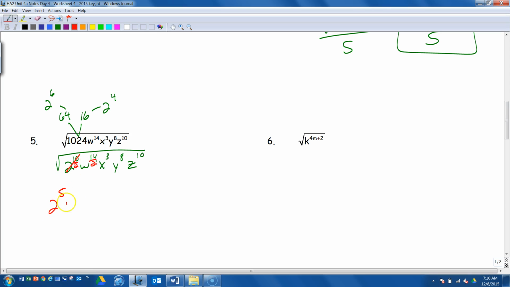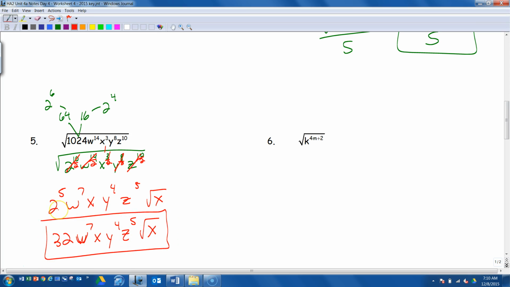Divide these by 2, I get w to the 7th. Divide this by 2, I'm left with 1, and I get 1x outside. Divide that by 2. 8 divided by 2 is 4, so y to the 4th and z to the 5th. And then the only thing that didn't fully come out of here was this x, so the square root of x. So then you can rewrite it as 32 w to the 7th x y to the 4th, z to the 5th, root x. There you go. So that's that.